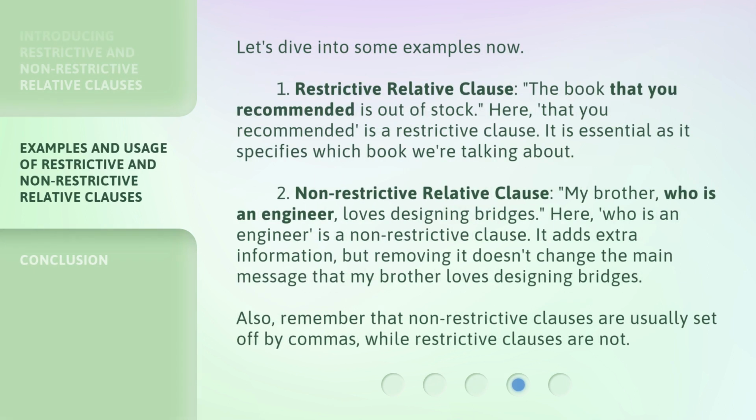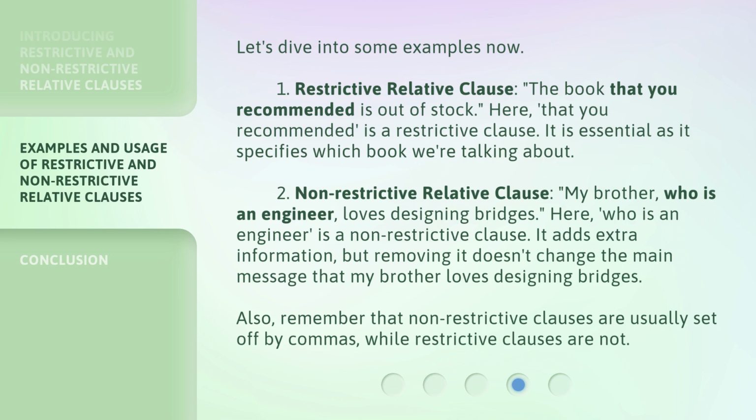Let's dive into some examples now. 1. Restrictive relative clause. The book that you recommended is out of stock. Here, that you recommended is a restrictive clause. It is essential as it specifies which book we're talking about.